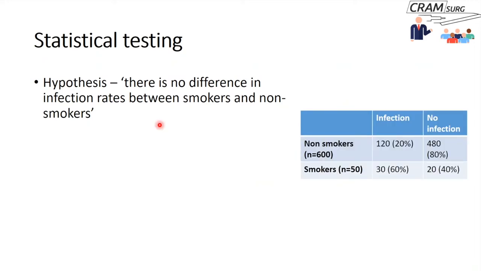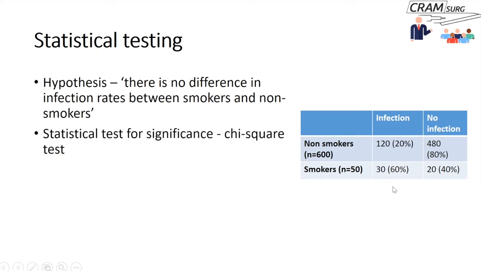And I've got the table here again with the numbers that we've just discussed, just so you can recollect the numbers. And take it from me that the statistical test for significance with data of this kind, which is categorical data, is done using a method called the chi-square test, right? We're not going to go into the details of chi-square testing here, but that's the test we would do.